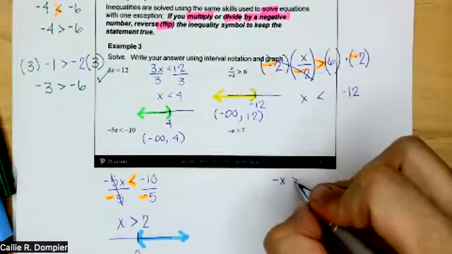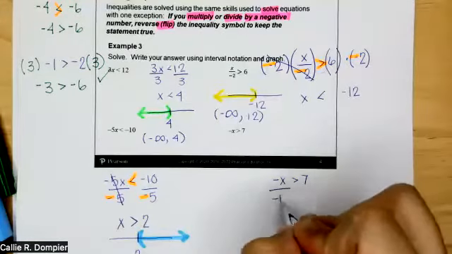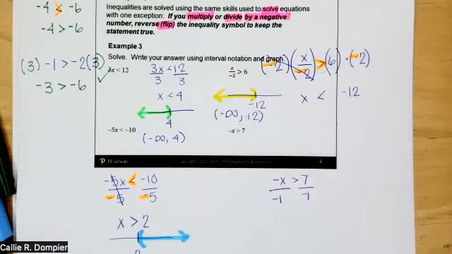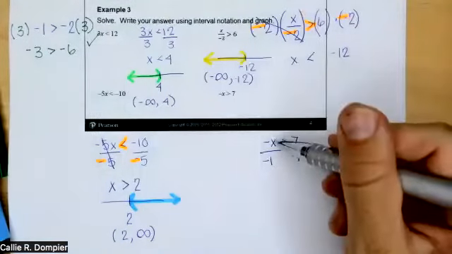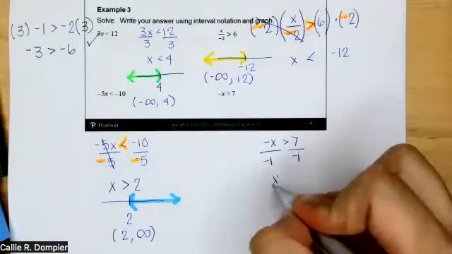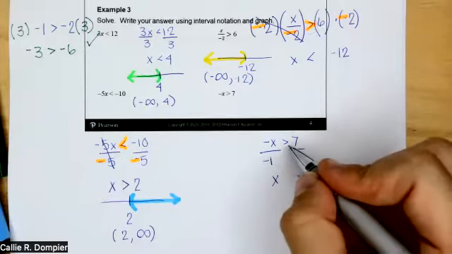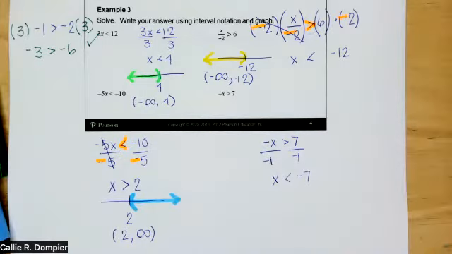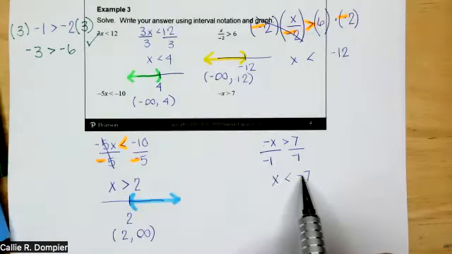Negative x is greater than 7. I can't just graph this. I want to graph x, the value of x, as an inequality. So I need to divide by negative 1, because dividing by negative 1 just causes the sign of that number to change, right? Anything divided by 1 is itself, but a negative divided by a negative makes that x a positive. Positive divided by a negative makes that 7 a negative, and then dividing by a negative number changes the sign. So negative x is greater than 7, and x is less than negative 7.